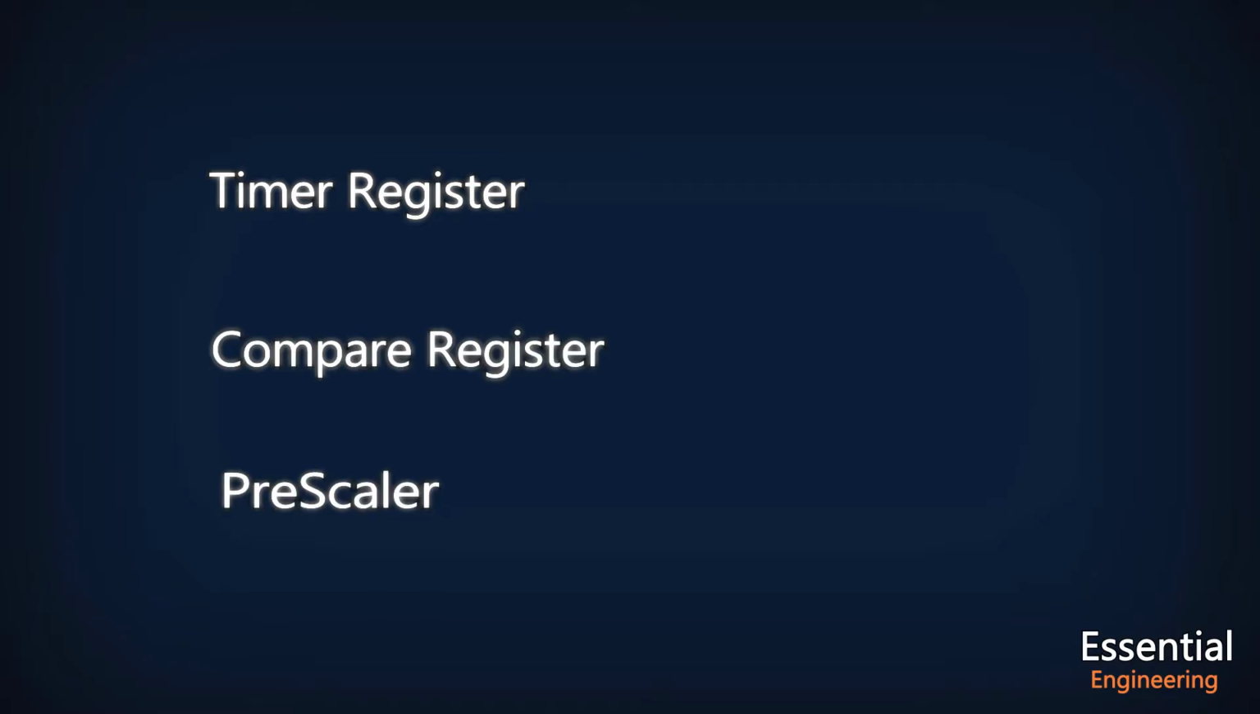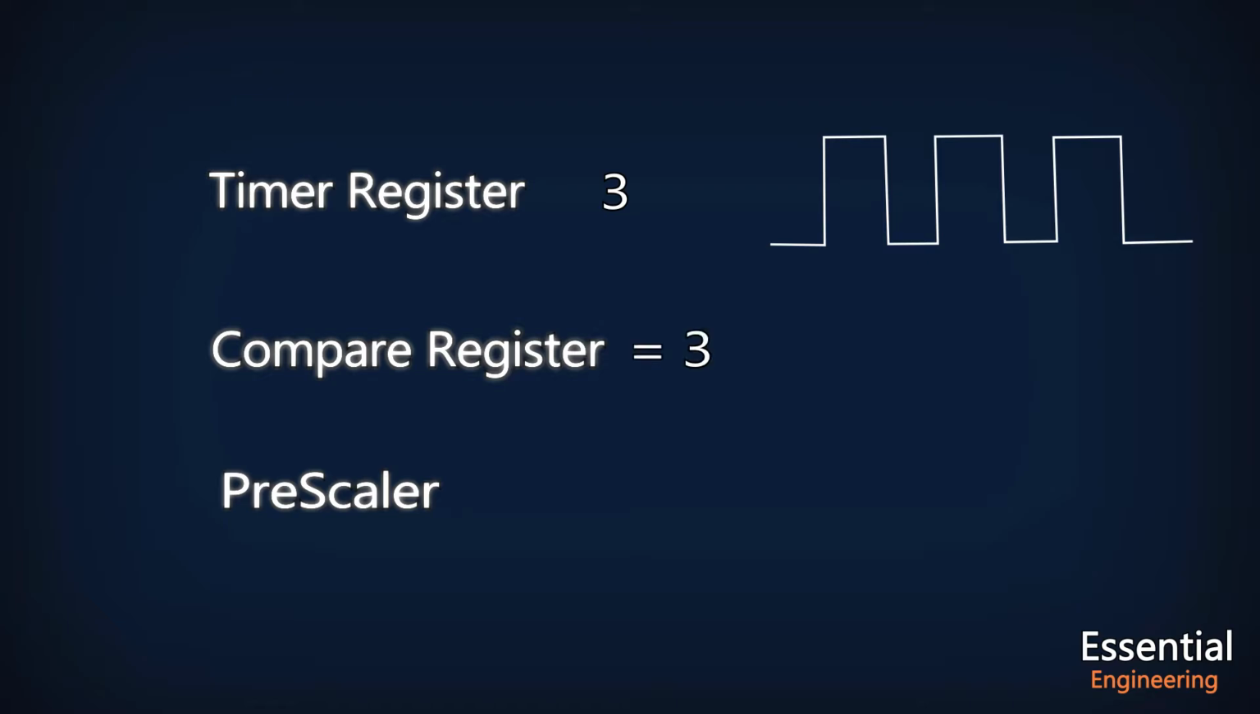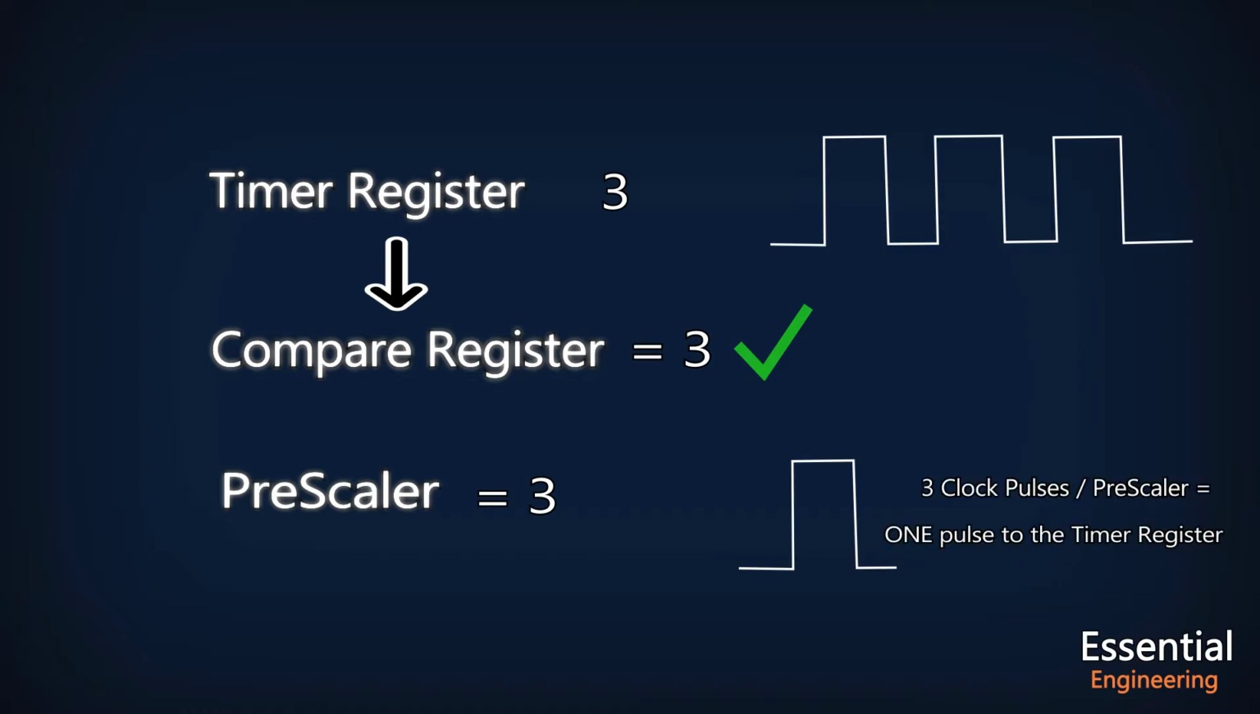The timer register keeps count of pulses from the clock signal. The compare register, which is also sometimes referred to as the period register, is constantly comparing its value to the value of the timer register. And lastly, the prescaler. It divides the incoming clock signal by a certain value.